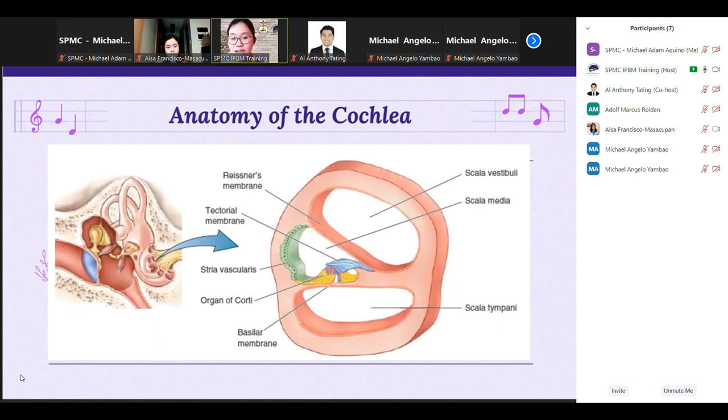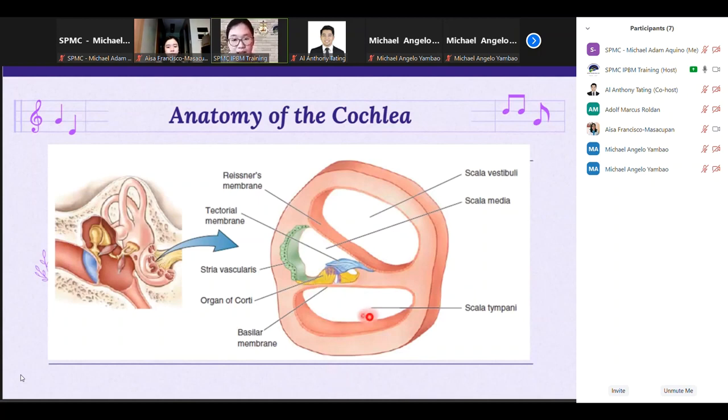If the cochlea is cut in cross-section, we can see that the tube is divided into three fluid-filled chambers: the scala vestibuli, the scala media, and the scala tympani. The three scalae wrapped around inside the cochlea are like a spiral staircase. Reissner's membrane is the membrane dividing the scala vestibuli and the scala media, and the basilar membrane divides the scala media from the scala tympani.